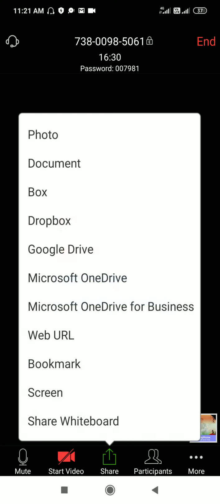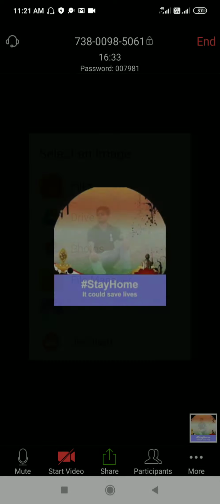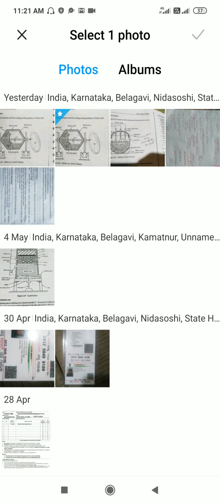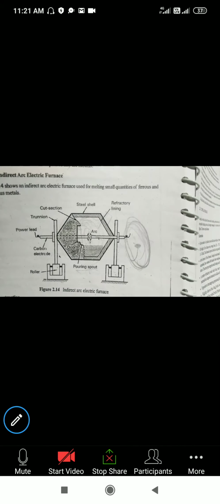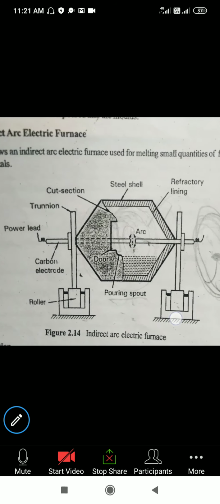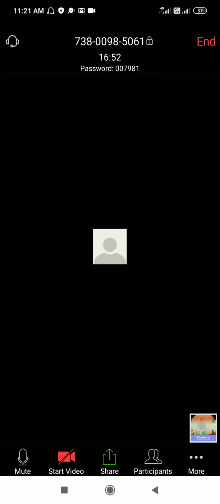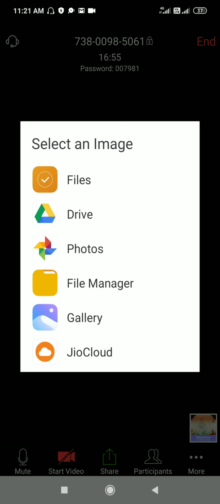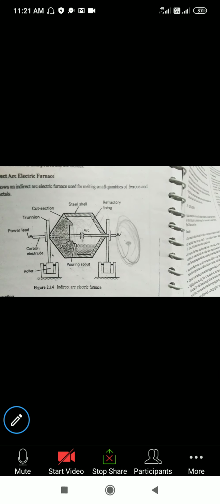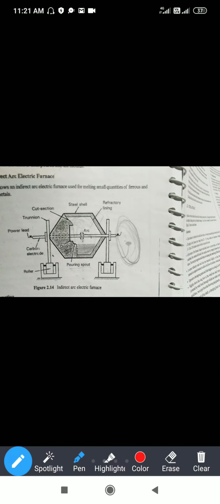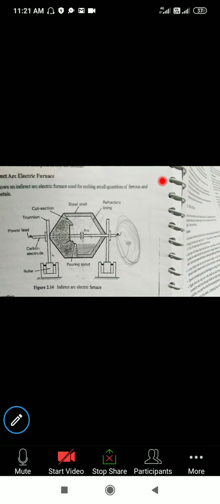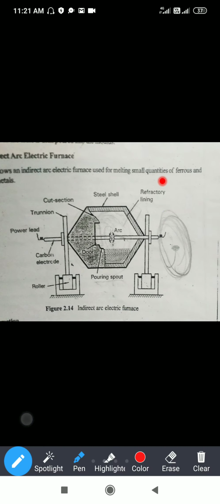Now we'll go with the indirect arc furnace. See, this is an indirect arc furnace. That was a direct arc furnace. This is an indirect arc furnace.